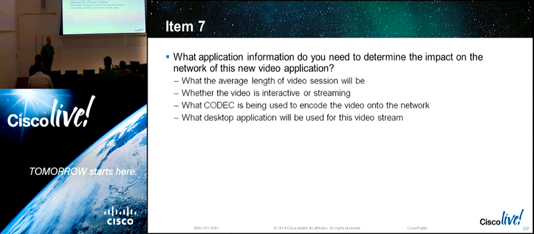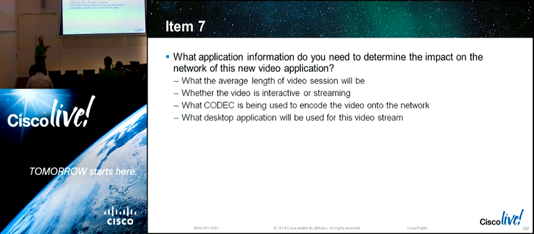What do you need to know? Based on what you already know about the network, what you've seen so far, what information do you need in order to suggest changes, or if any changes are needed at all in this network? Do you need to know what the average length of the videos are going to be? Do you need to know whether it's interactive or streaming? Do you need to know what codecs they're using? Or do you need to know what the desktop application is that they're using? Anybody?